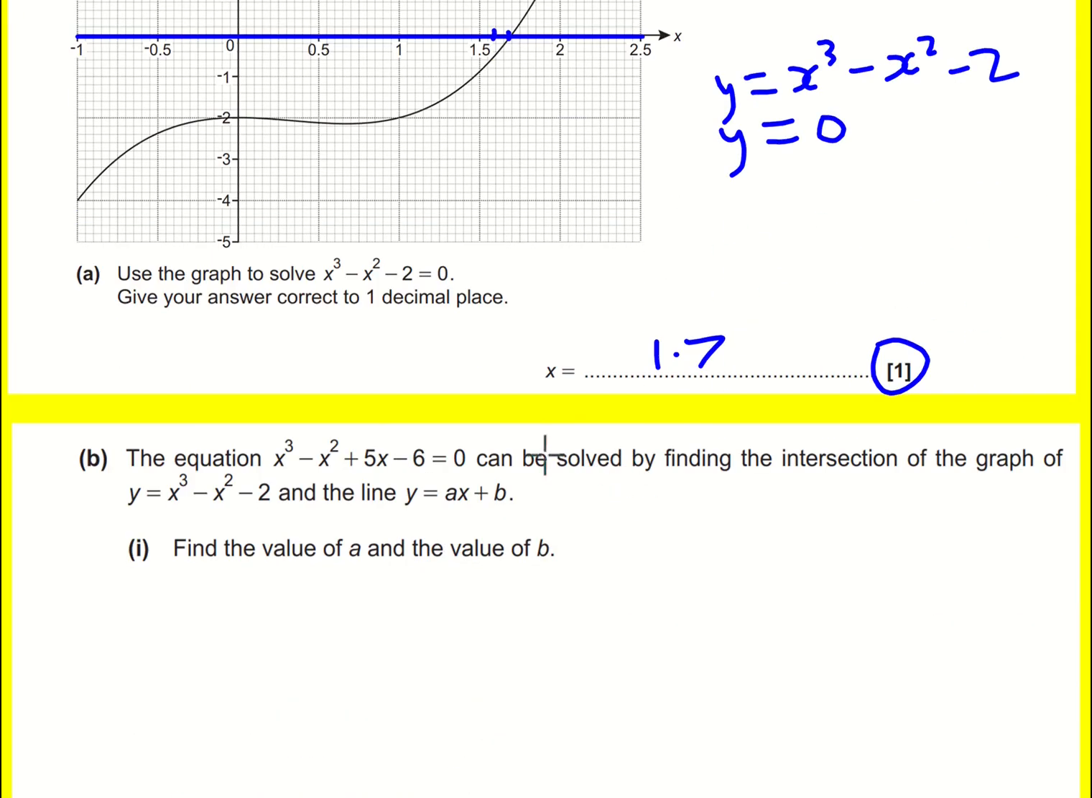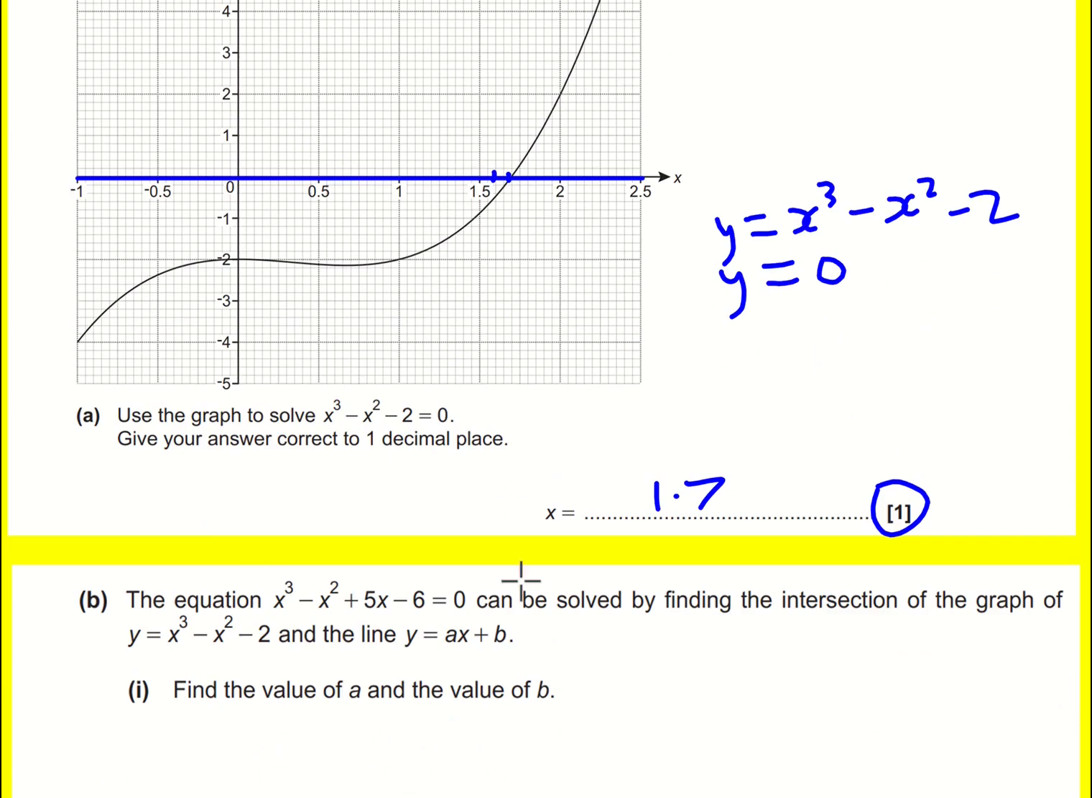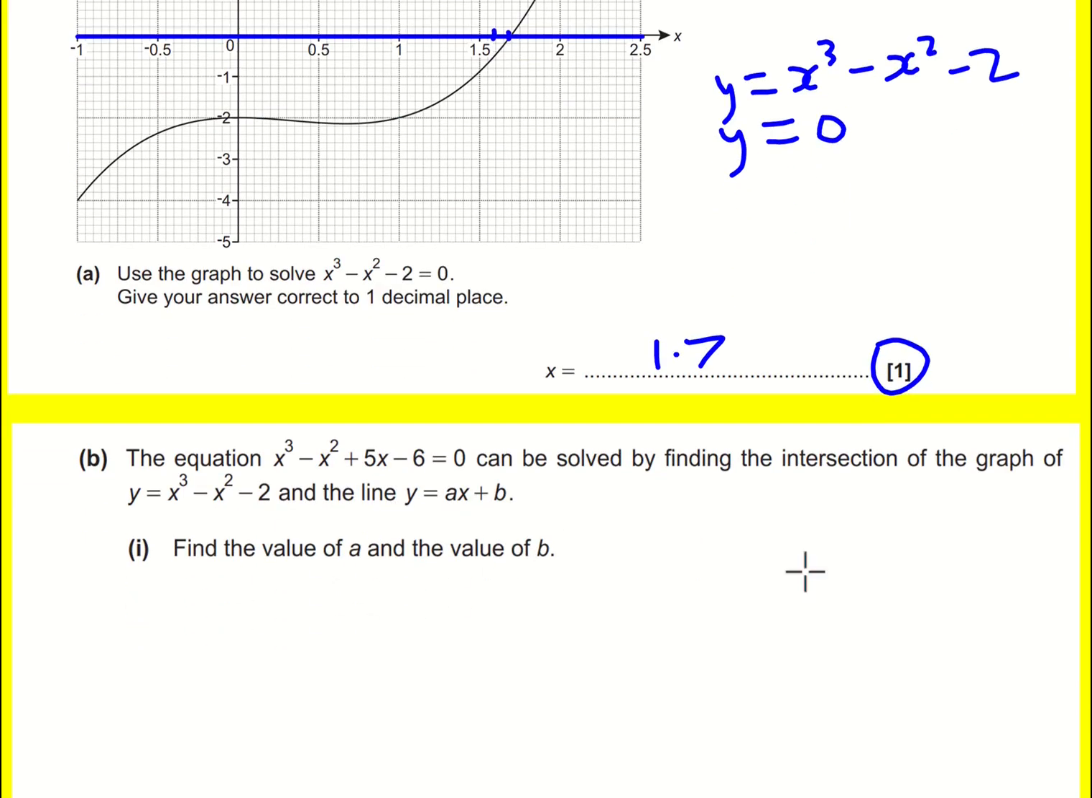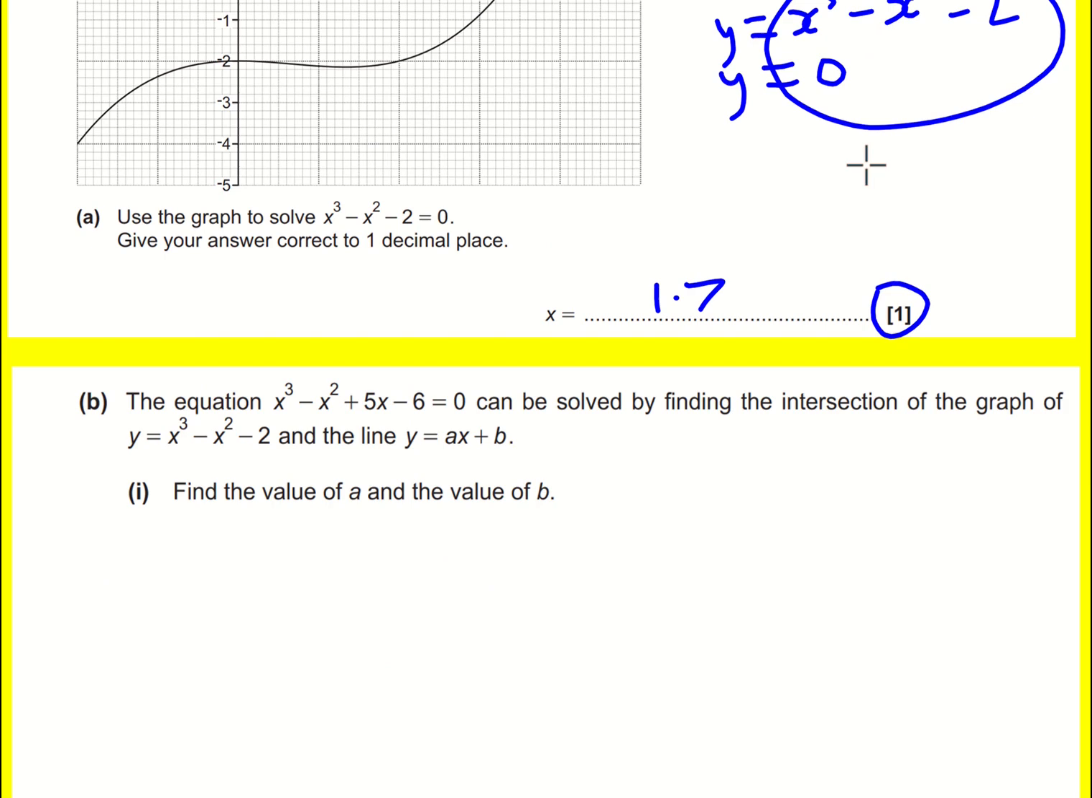Okay, this is where the simultaneous equations really come in. Because we've got a different equation now, but it's kind of related. And this equation can be solved by finding the intersection of the graph that we just drew with a different line. Find the value of A and the value of B. So what I can do here, just like I kind of did it here, if this is the case, I can set these equal. I can do the same in this situation. I can basically set x cubed minus x squared minus 2 equal to ax plus b.